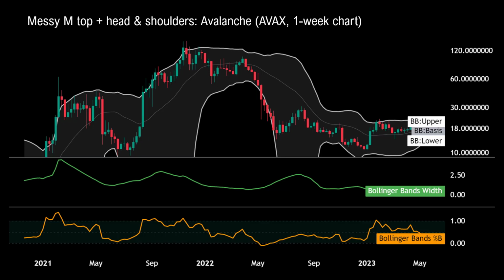So we've covered the head and shoulders pattern in a lot of detail in an earlier video on M-tops. Well, here's an example of a head and shoulders pattern on Avalanche's AVAX token for the 1 week chart. Here's the left shoulder, then the head, and the right shoulder.